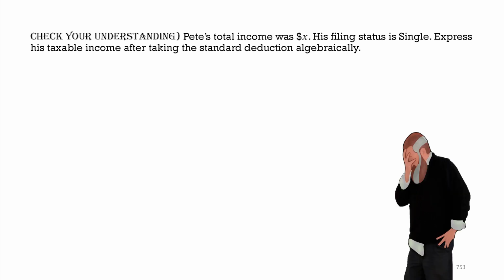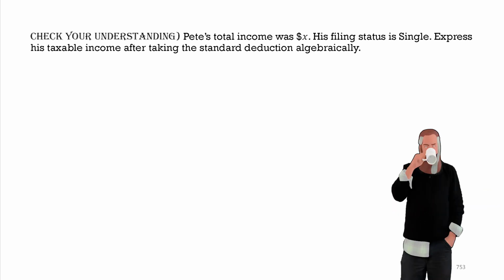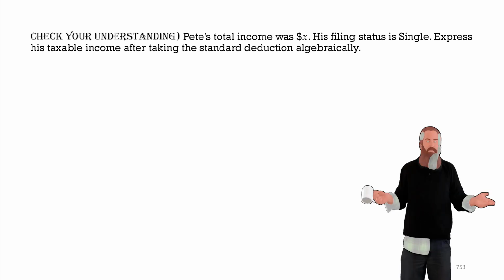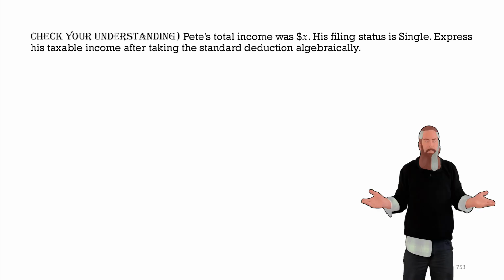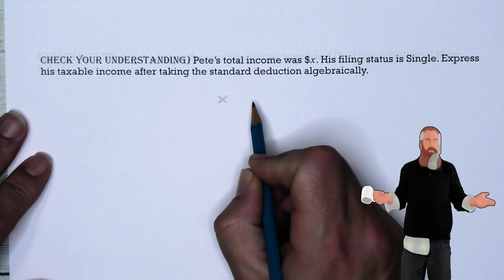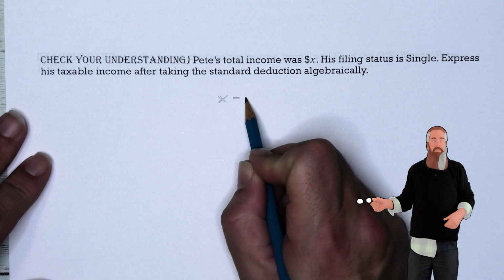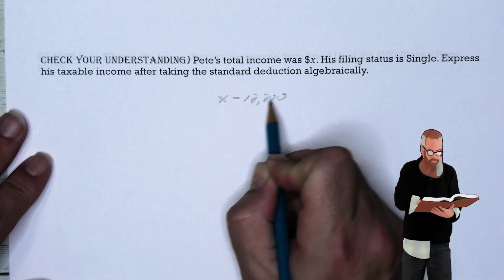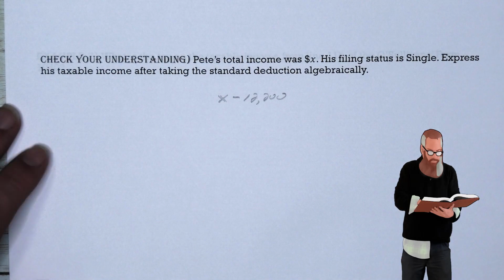Let's check our understanding of this. Pete's total income was X dollars. His filing status was single. Express his taxable income after taking the standard deduction algebraically. This means we're going to have X, how much money he earned, and subtract his standard deduction of $12,200, and that's going to give us our expression.